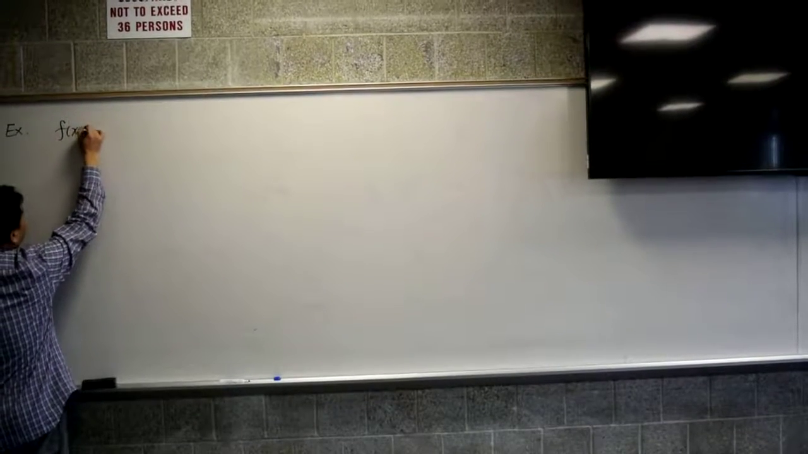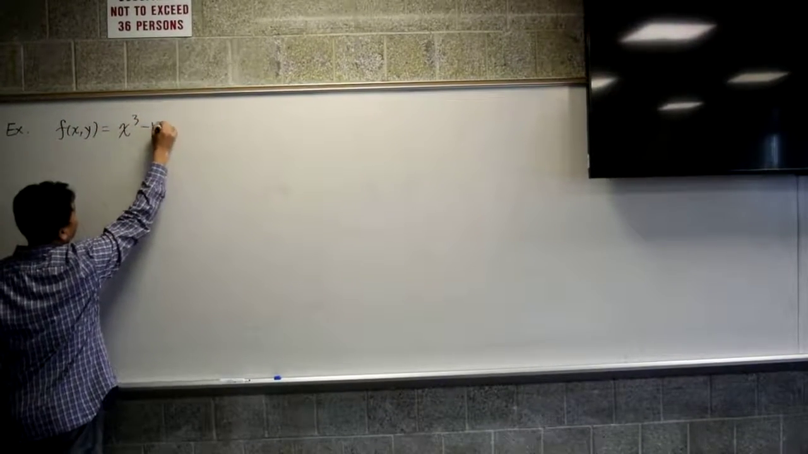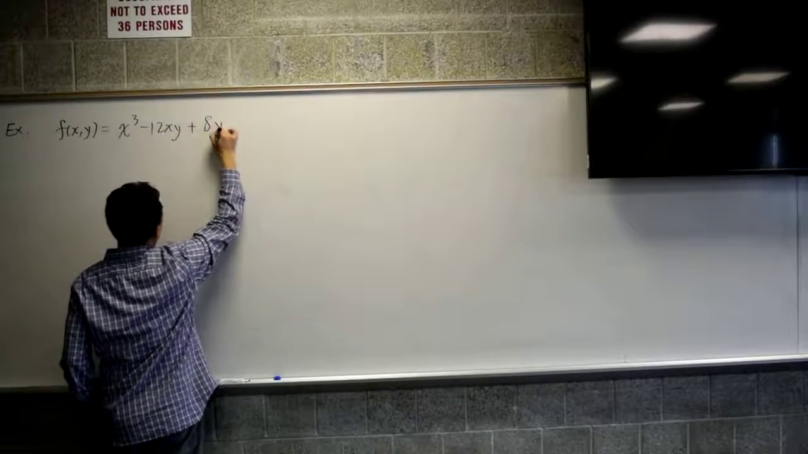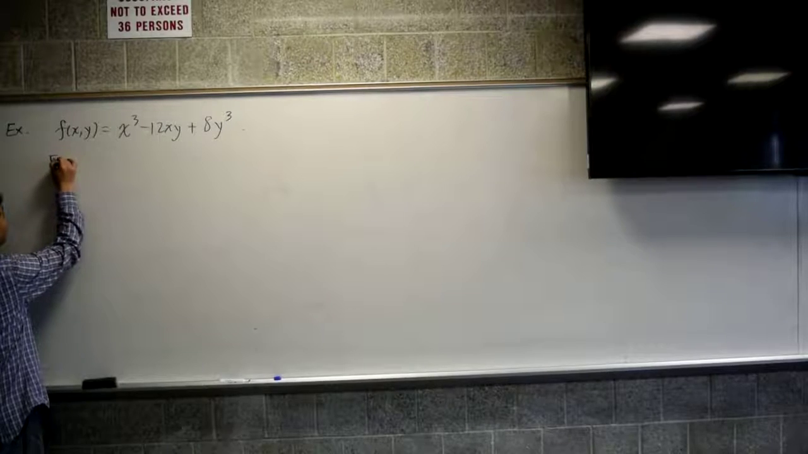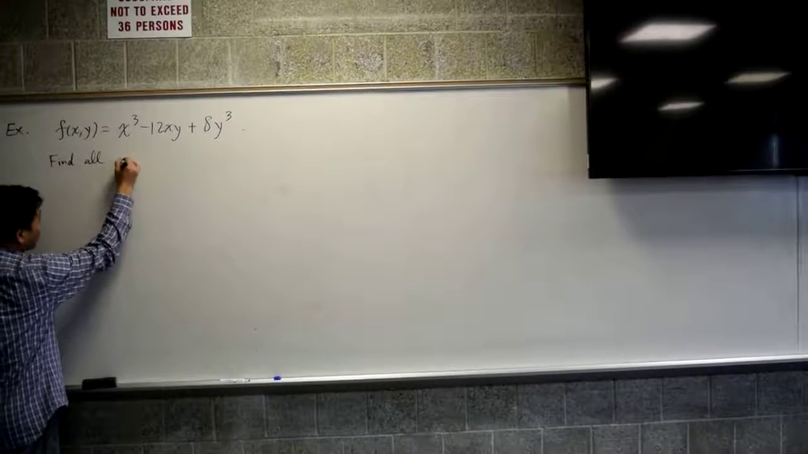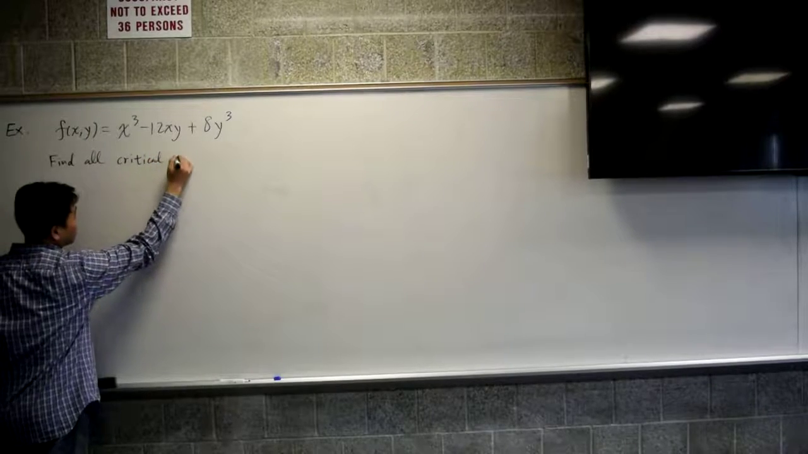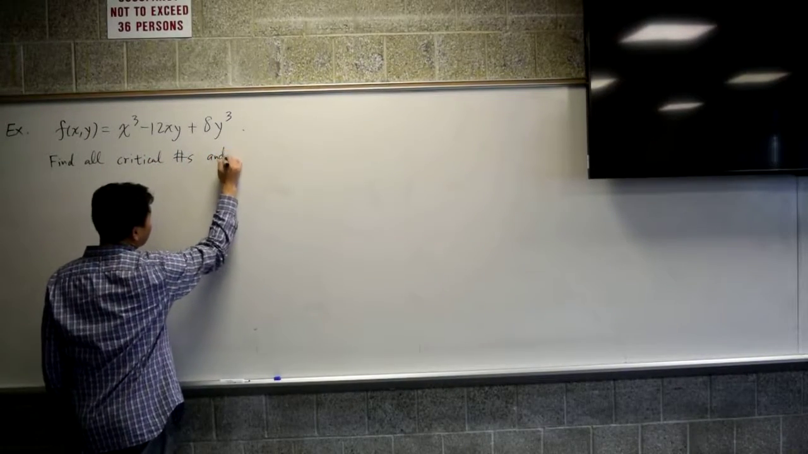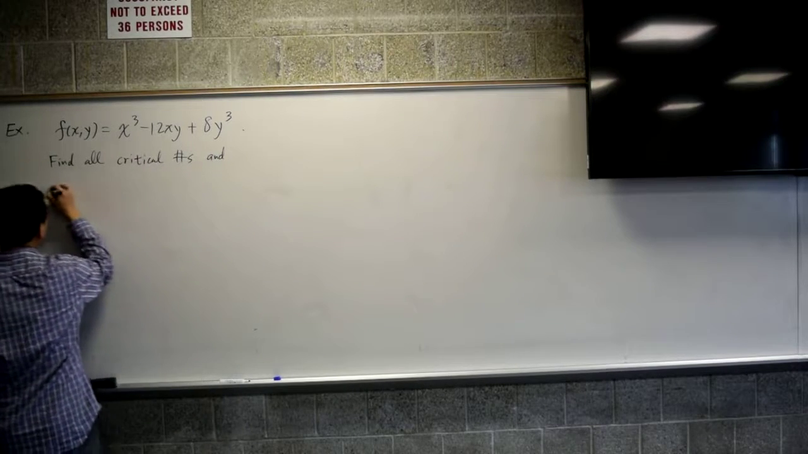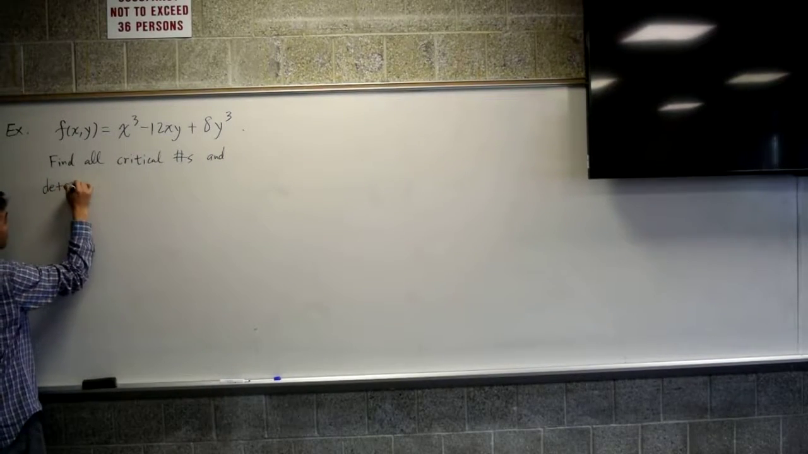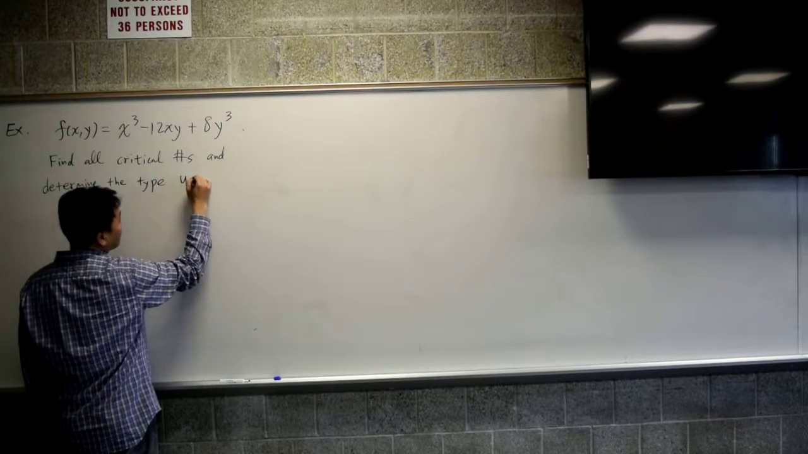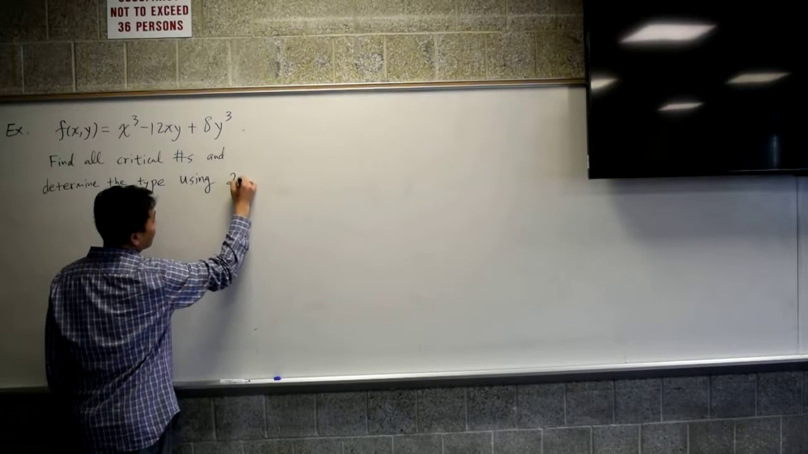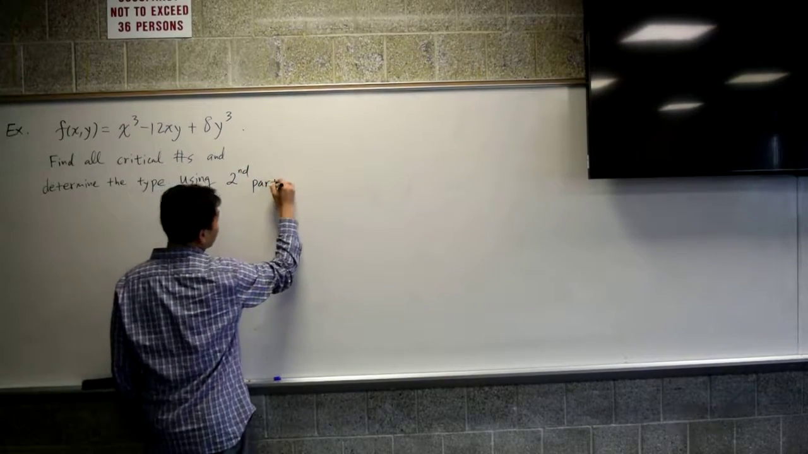Let's say f of x, y is x cubed minus 12xy plus 8y cubed. The question is, find all critical numbers and determine the type using second partial derivatives.